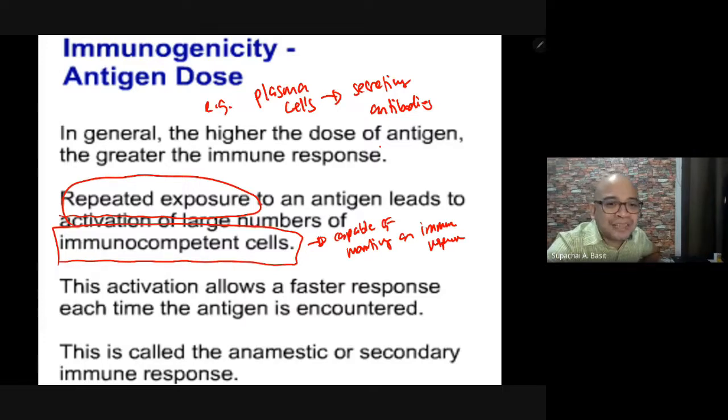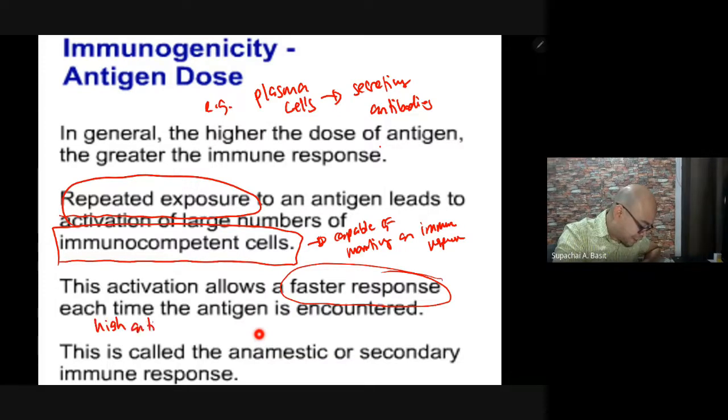So these activations allow a faster response each time the antigen is encountered. Not just a faster response, but a response that can result in high antibody titer. When we say high antibody titer, we are referring to antibody with increased concentration.